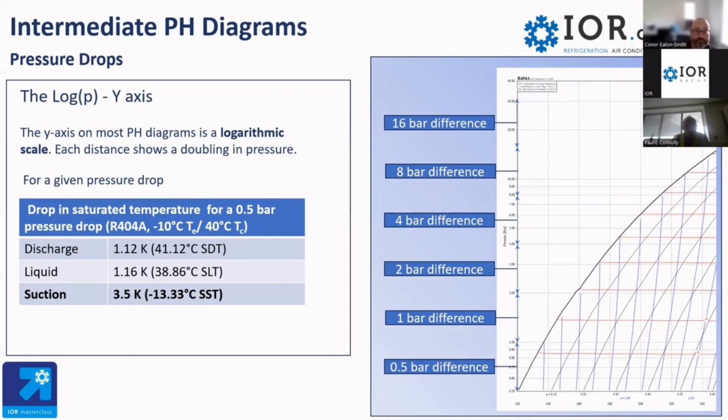Now, this is important because, as anybody who's heard me speaking will know, I bang on about this rule of thumb that for every 1 Kelvin change in saturated suction temperature, it affects the COP by 2 to 4%. And it's very similar for the saturated discharge temperature. And the point to remember here is that pressure drops have a greater impact at lower pressures.